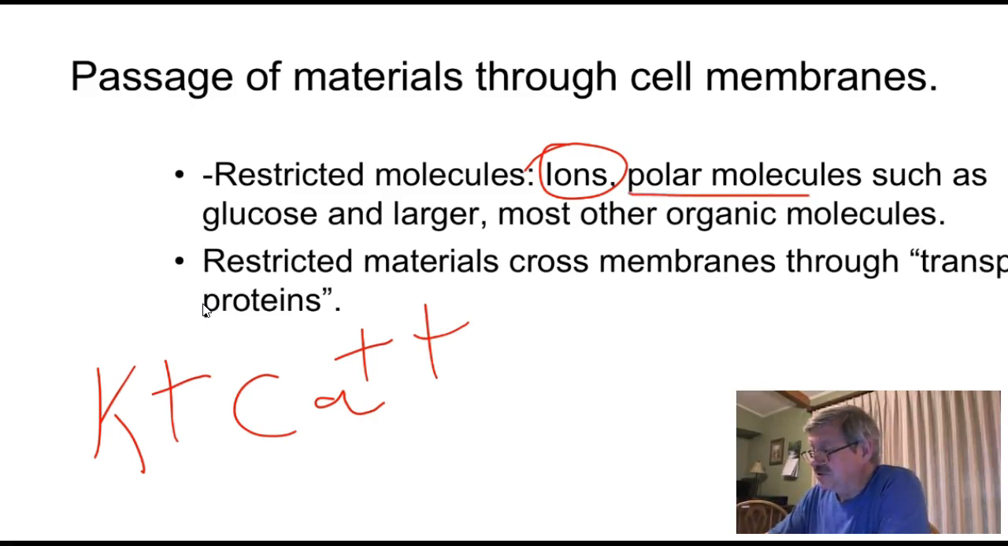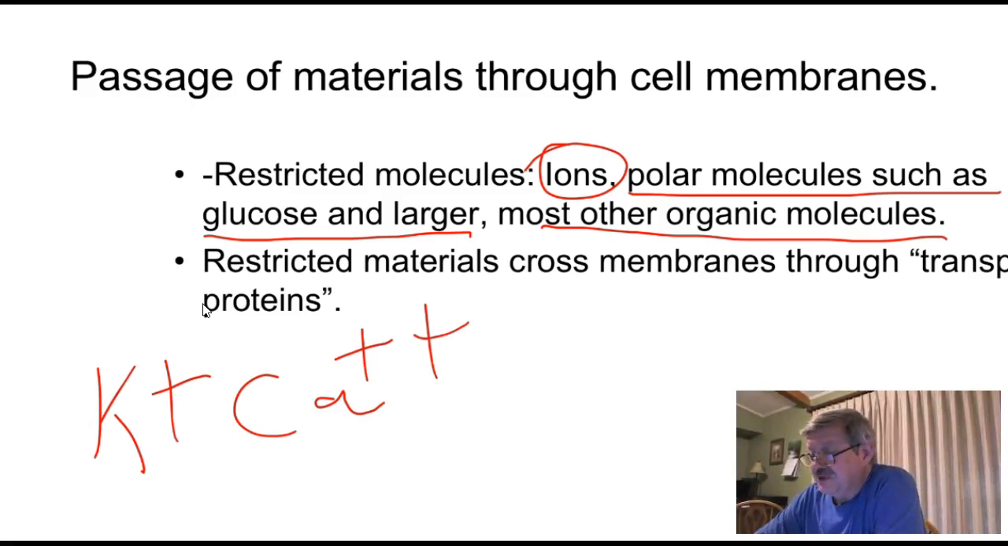Polar molecules, such as the glucose and other large molecules. Glucose can't go across that membrane because of its size and because of its electrical charge. And most organic molecules, because of their size, cannot go across that plasma membrane. So these things are restricted in their movement across the membranes, and they have to go through what are called transport proteins. That word transport is cut off a little bit there. Okay, so let's go over here and take a look at this.